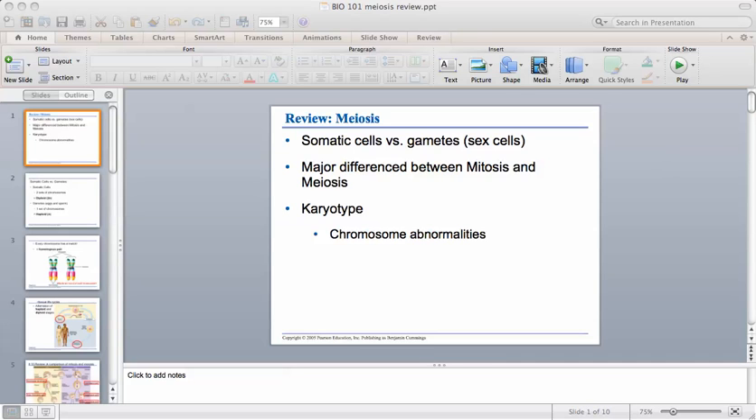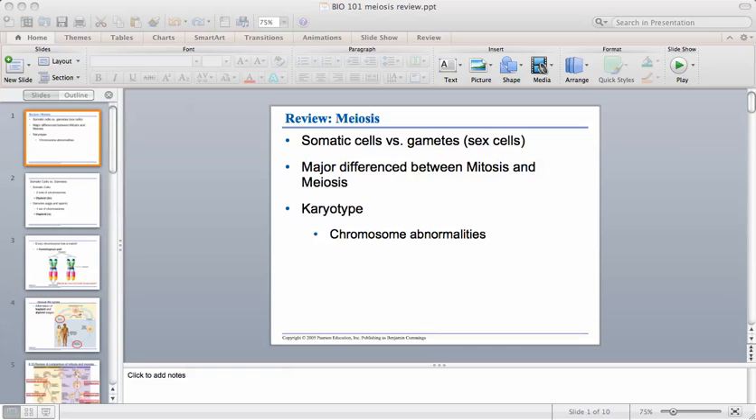Now, the type of cells we talked about when we looked at mitosis, those are somatic cells. Somatic cells are body cells, any cells other than the gametes. So liver cells, brain cells, cardiac cells, muscle cells, those are all body cells, also called somatic cells. So you're going to want to know the difference between those two. And then the final concept we want to talk about is what is a karyotype, and how we can detect certain chromosomal abnormalities using these devices, these karyotypes.